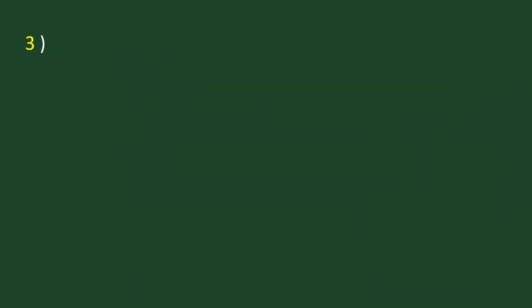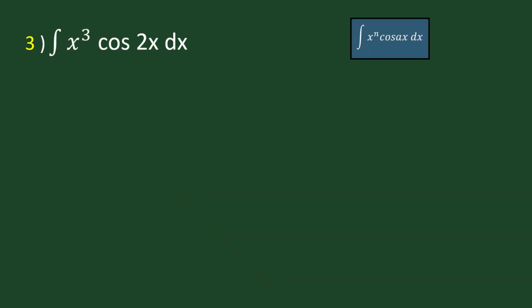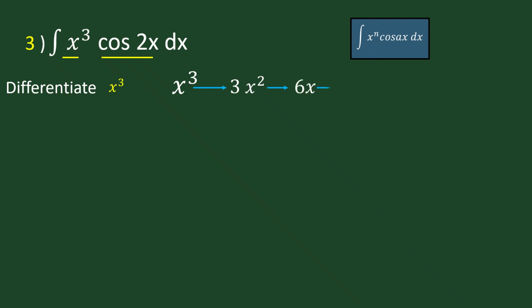Another example. Integral x to the power of 3 cos 2x dx. Here, x cube is an algebraic function and cos 2x is a trigonometric function. We'll use the DI method. First, differentiate x cube repeatedly until it becomes 0. That is, x cube becomes 3x square. 3x square becomes 6x. 6x becomes 6. And 6 becomes 0. So we stop here.